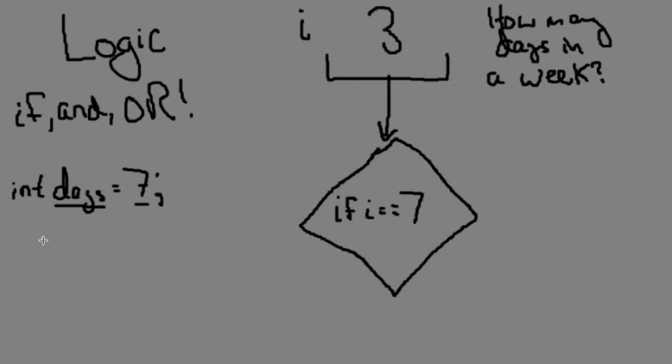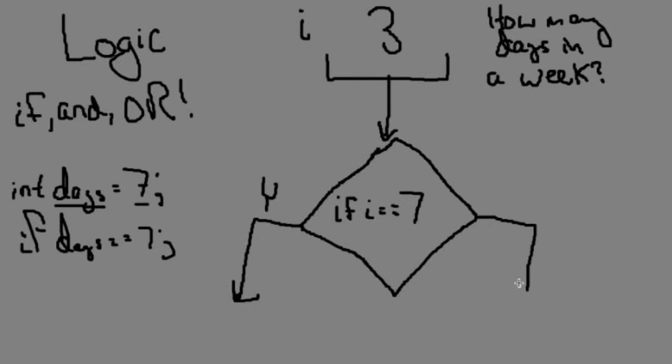But if we have if days equals 7, what this tells Java is to see if it's true, basically. To see if this is a true statement. So, if I equals 7, we have 2 different options here. Either we can say, yes, the input does equal 7, or no, the input does not equal 7. So if it equals 7, that means that they got it right. There are 7 days in a week.